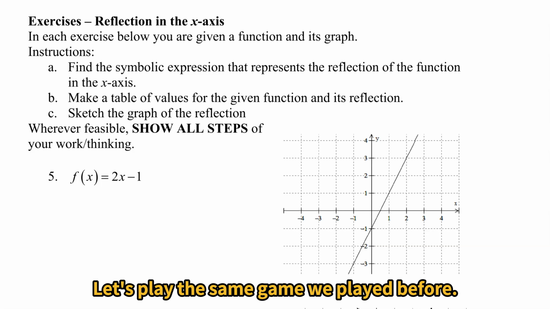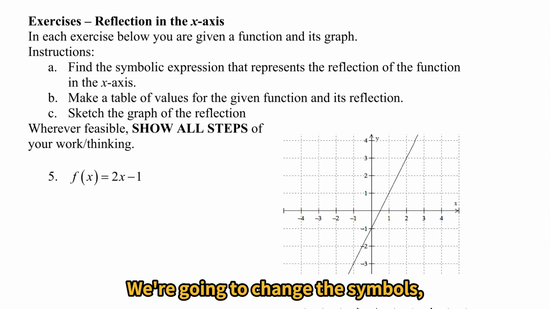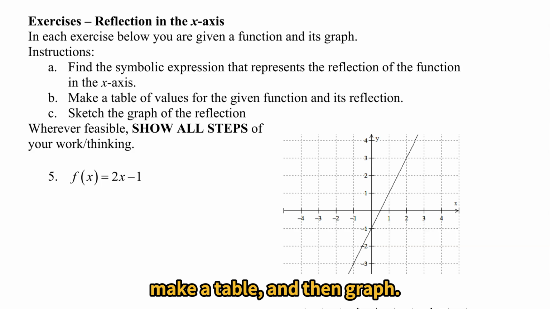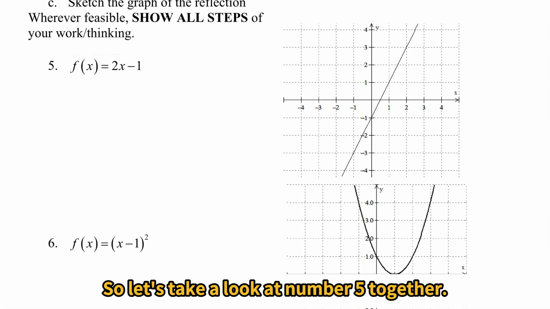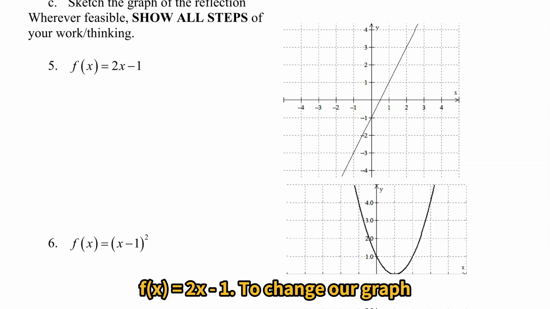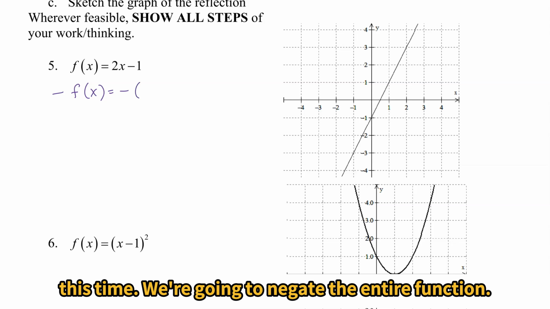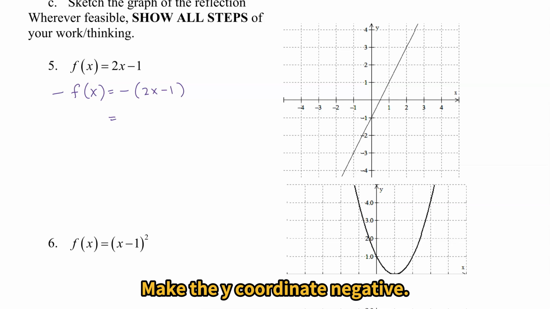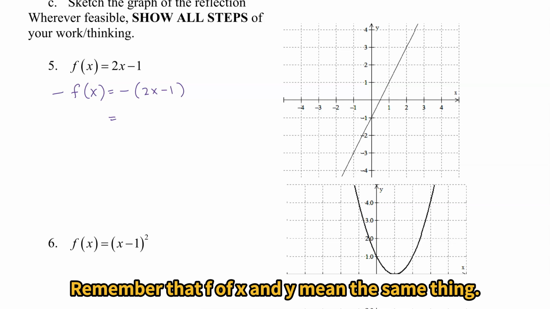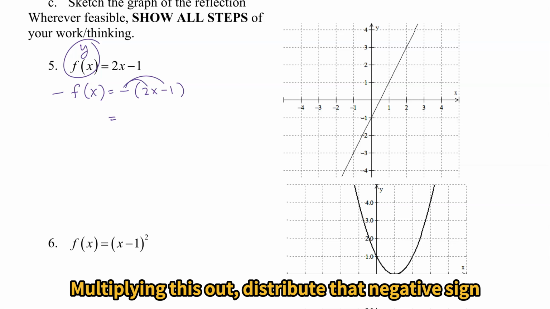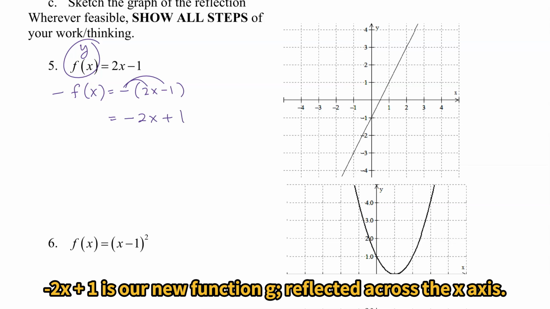Let's play the same game we played before. We're reflecting the x-axis this time. We're going to change the symbols, make a table, and then graph. So let's take a look at number 5 together. f of x equals 2x minus 1. To change our graph symbolically, reflecting across the x-axis this time, we're going to negate the entire function. Make the y-coordinate negative. Remember that f of x and y mean the same thing. Multiplying this out, distribute that negative sign. Negative 2x plus 1 is our new function g, reflected across the x-axis.